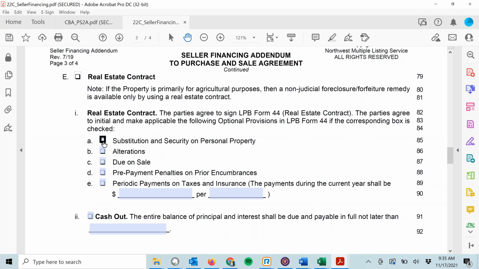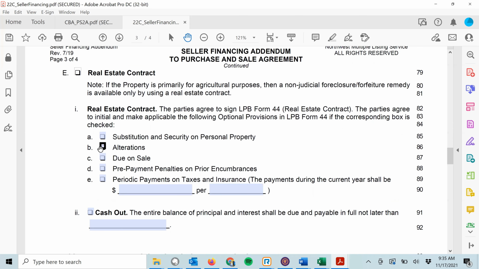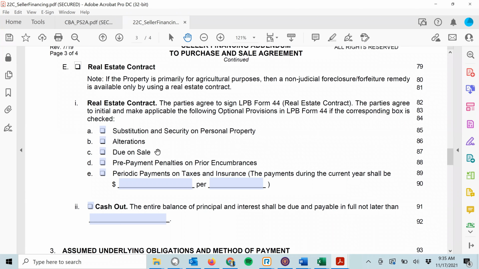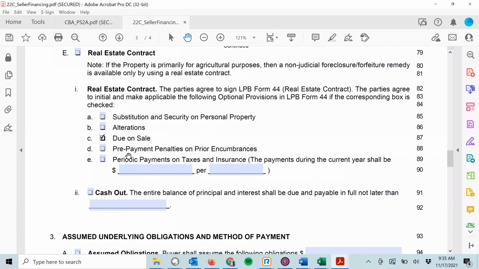So substitution and security on personal property. So I could buy your house and wrap, like a restaurant's a good example. I could wrap the equipment in the kitchen and make it part of the collateral, right? That's making it a security against the equipment. Alterations to the building, if we were going to discuss those. A due on sale clause, we kind of feel like we should do that if we represent the seller.